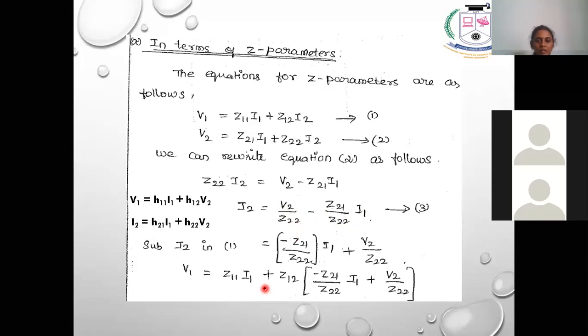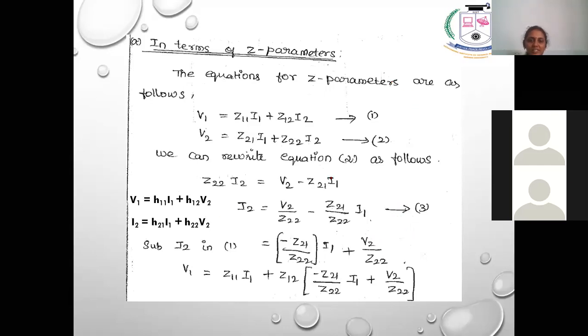Okay. Now, substitute I2 in 1. Substitute this value of I2 in the first equation. So the first equation will be V1 is equal to Z11 into I1, okay, plus Z12 into I2. What is I2? I2 is the value we have got here: minus Z21 by Z22 into I1 plus V2 by Z22. Clear?